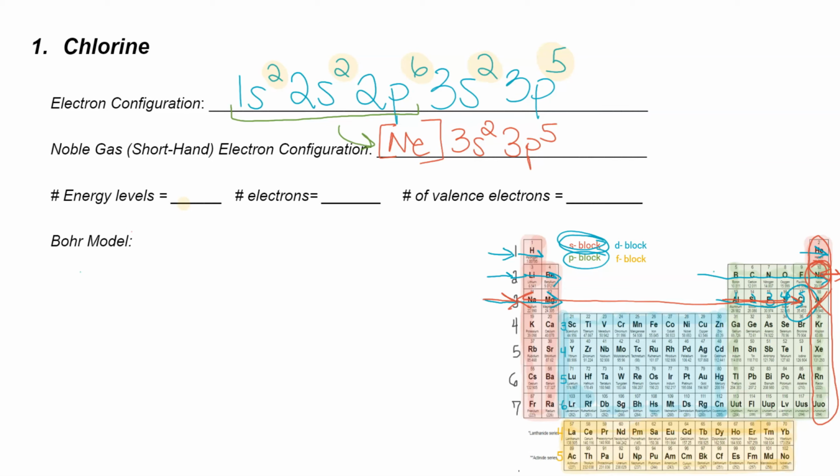Now we want to determine the number of energy levels. So remember, in our pieces of electron configuration, the energy level is shown out front, as the coefficient.